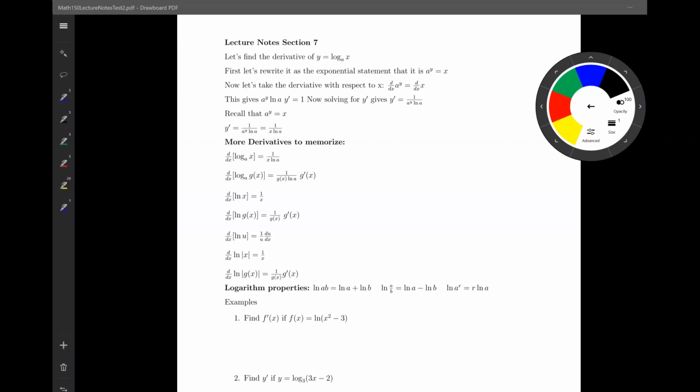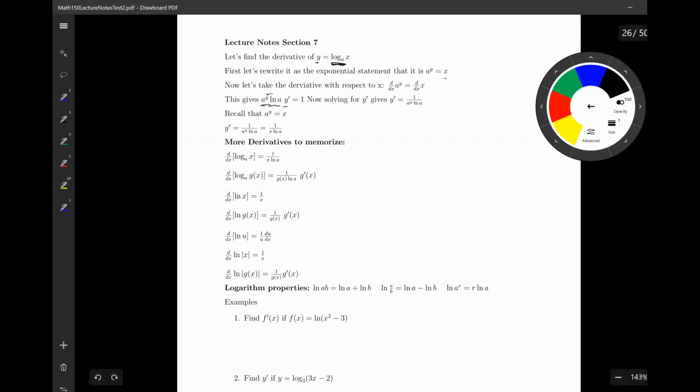All right, now let's go find the derivative of log base a of x. We know that this can be rewritten as the exponential statement a to the y power is x. So let's take the derivative with respect to x. The derivative of x is just 1, and the derivative with respect to x of a to the y is a to the y times ln of a times the derivative of y, which is y prime.